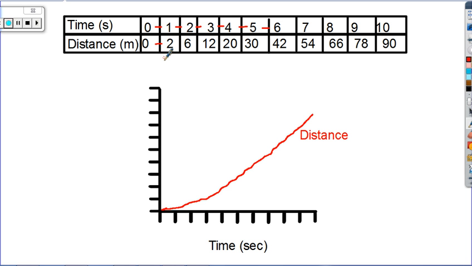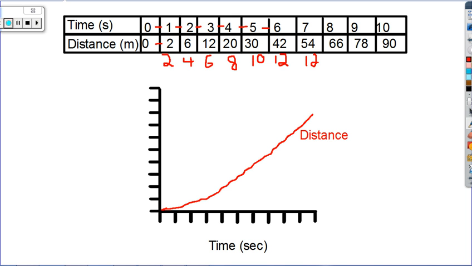So the velocity here, the difference between 0 and 2, is 2. It went 2 meters in 1 second. And then it went 4, and then it goes 6, and then 8, and then 10, and then 12. And then it does 12 again, and keeps repeating 12.